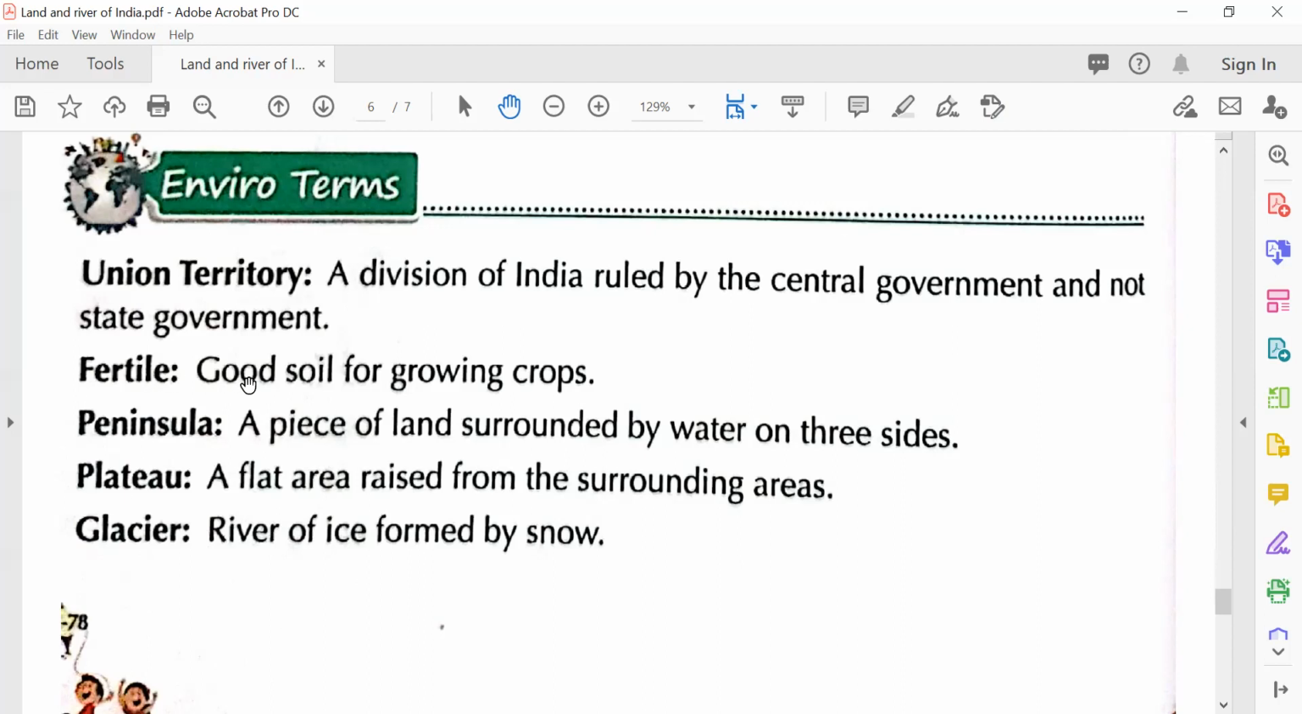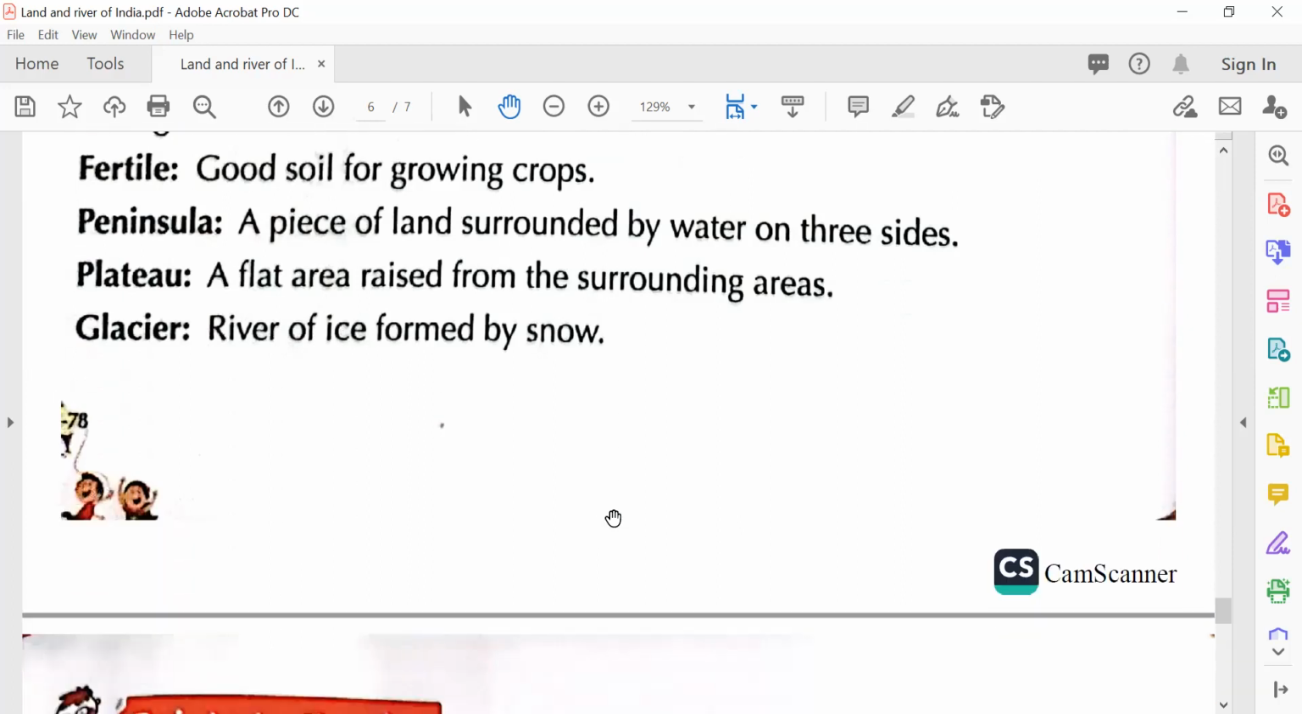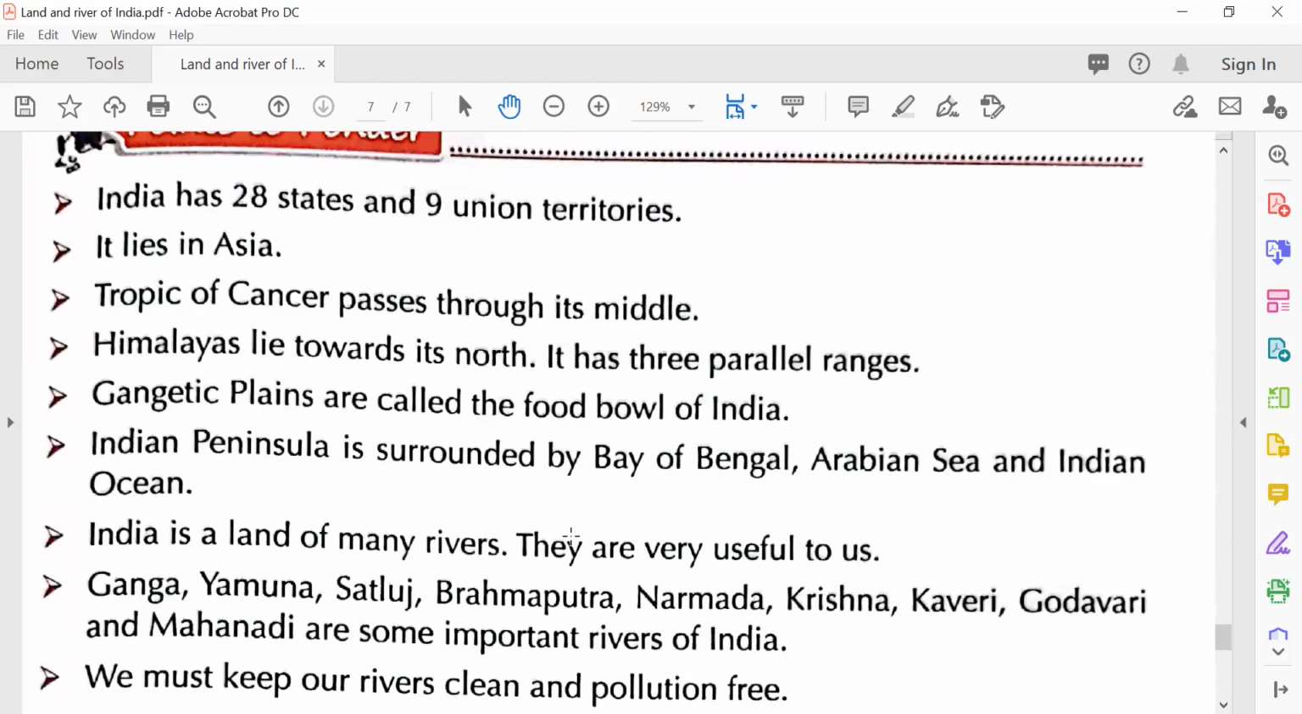What does fertile mean? Fertile means good soil for growing crops. This area is fertile. That means many crops can grow in that area. Peninsula. What's a peninsula? A piece of land surrounded by water on three sides. What is a plateau? A plateau is a flat terrace raised from the surrounding area. What's a glacier? A river of ice formed by snow. Yes, very good.